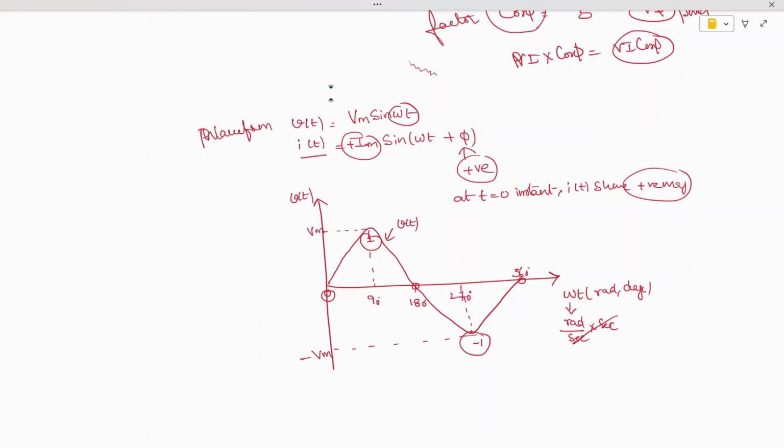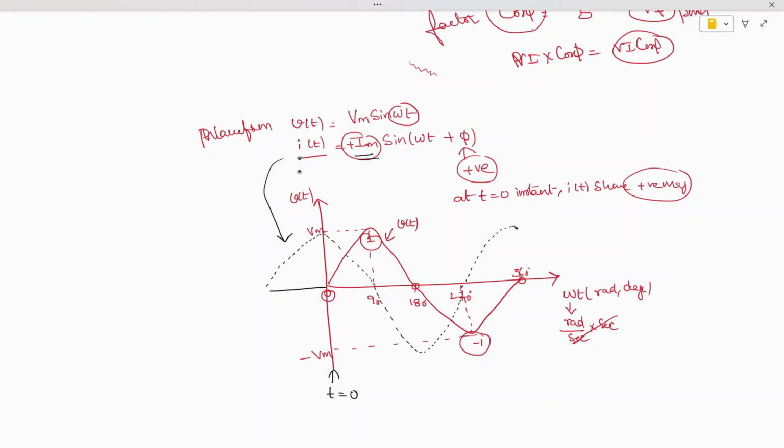Now I want to draw the i of t. I'm changing the color of the pen so you can understand better. At t equal to 0, I need to get the current Im positive. Here this is 90. The waveform will start from somewhere below, it comes to 0, and it comes to its peak at 90, and once again the waveform goes down and comes up at 270, and once again it travels up like this. So this is the waveform of current i of t.